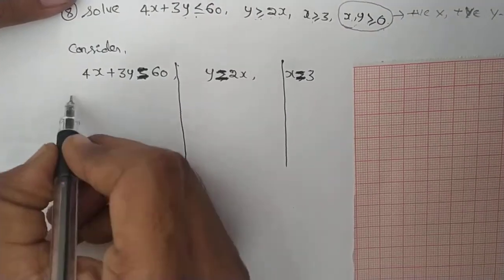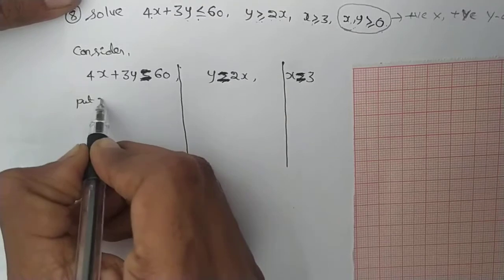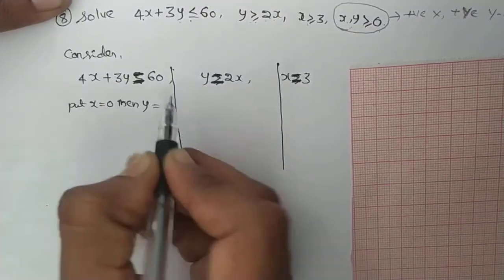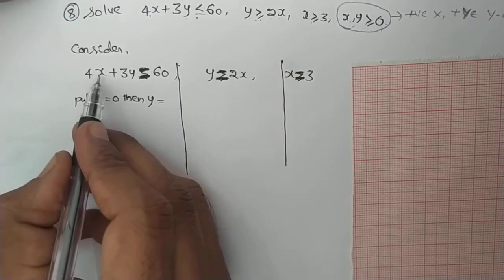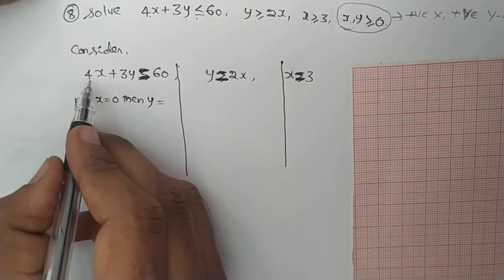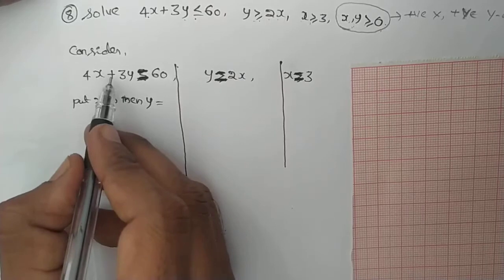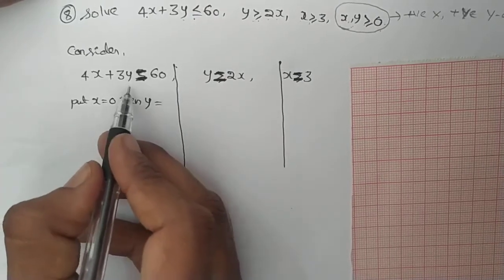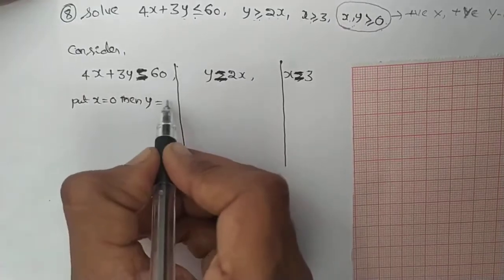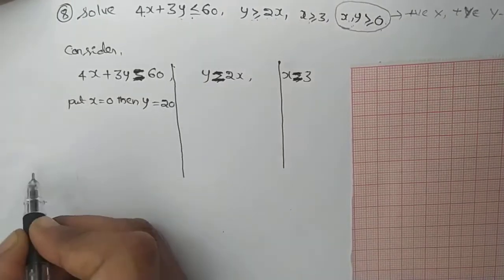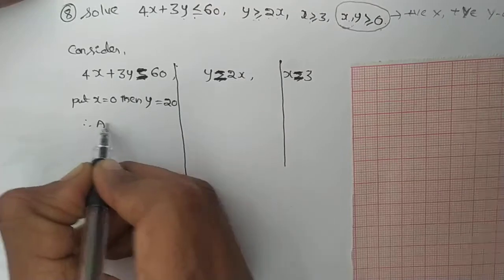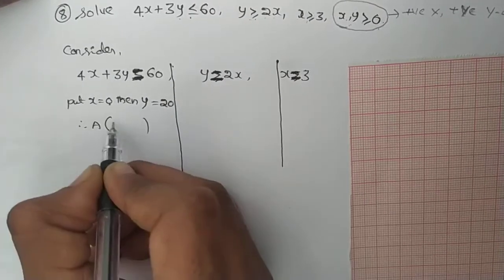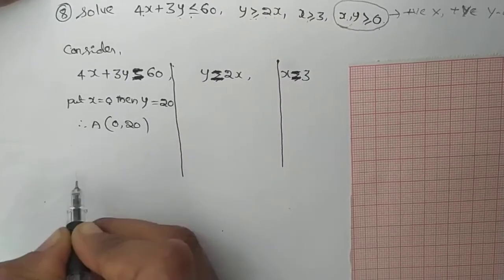We have to put x equals to 0. Put x equals to 0, then y equals to what? If we put x equals to 0 in place of x, then 4 into 0 is 0. 0 plus 3y equals to 60. Then 3y equals to 60. Y equals to how much? 20, right? Therefore the point A will be x comma y, 0 comma 20.